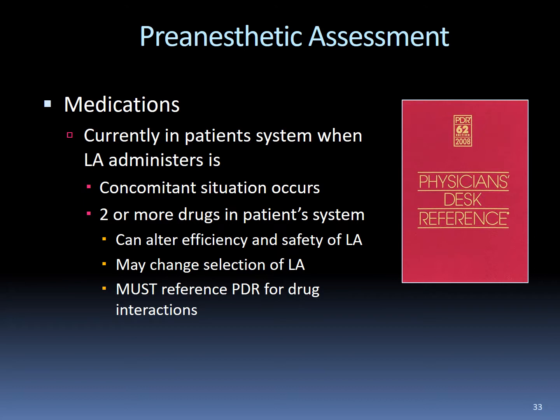We must assess the medications the patients are currently taking. We do not want to create a concomitant drug situation. That is when 2 or more drugs in a patient's system have an adverse effect. They can alter the effectiveness and safety of local anesthetics. This may then change the selection of local anesthetics that we would normally use. We reference the PDR for drug interactions. Later in this course, you will be introduced to a very long 7-page list of drug interactions and appropriate drug selection for local anesthesia.